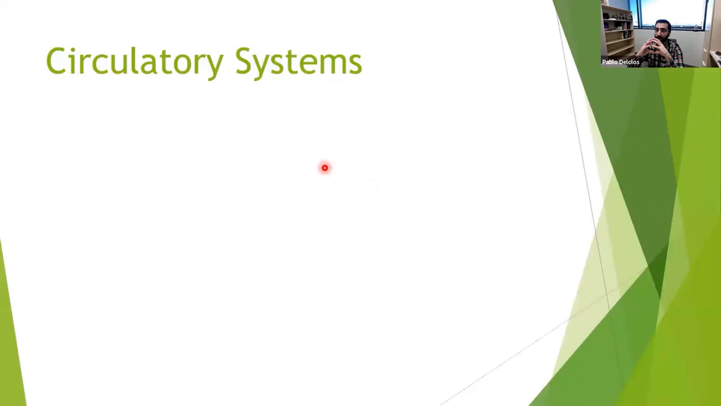So that's the digestive system. Now for the rest of time, I want to focus on circulatory systems, the other part of this module, essentially.